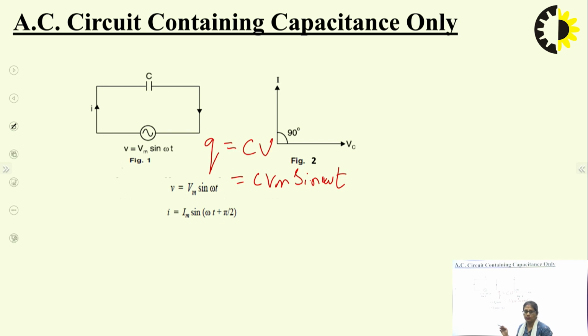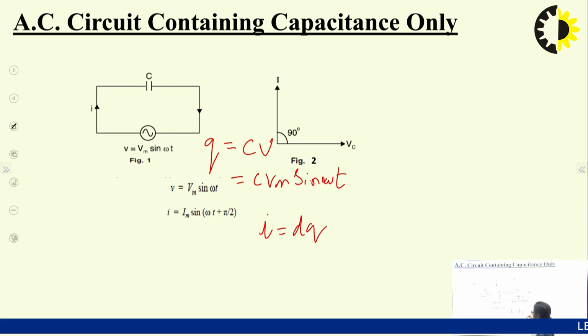But we don't want the expression for charge, we want to know how the current will behave. But I surely know that the current is given by the rate of change of charge, dq by dt. Just mention that.